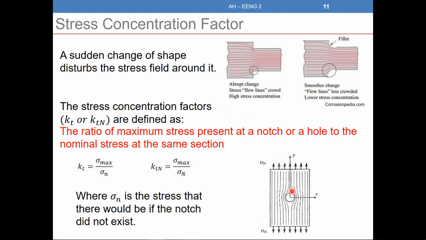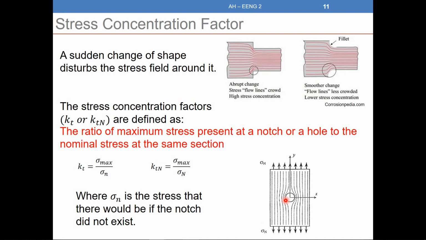So how is it defined? Let's take this example here. As we said, sigma is equal to F over A here, or F over A here. But sigma is not equal to F over A here. Sigma will be greater here because the area is lower, so the stress will be higher here.